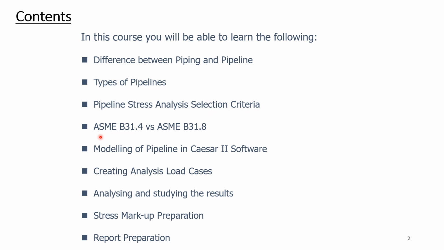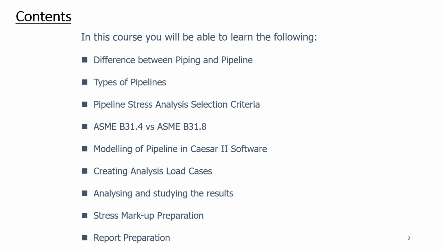In the next part, we will be learning some differences between ASME B31.4 and B31.8. We all know that there are majorly two pipeline codes. One is for liquid pipeline that is designed based on ASME B31.4, and the other is gas pipelines which are designed based on ASME B31.8.